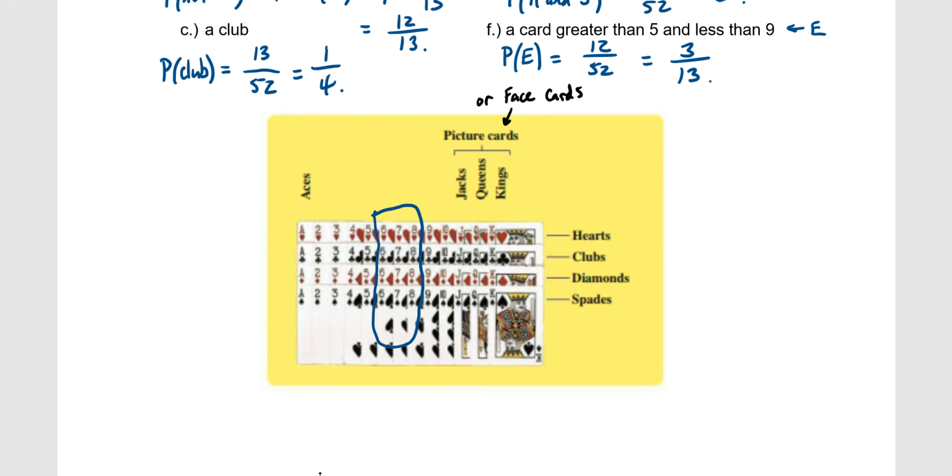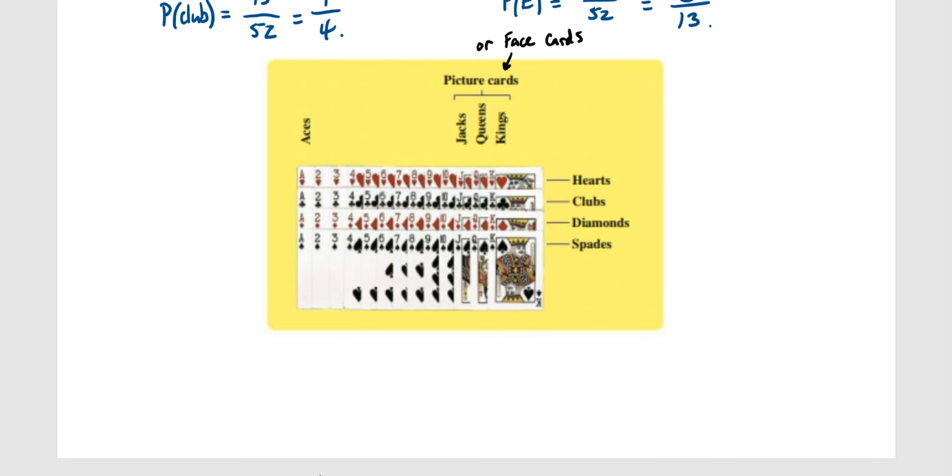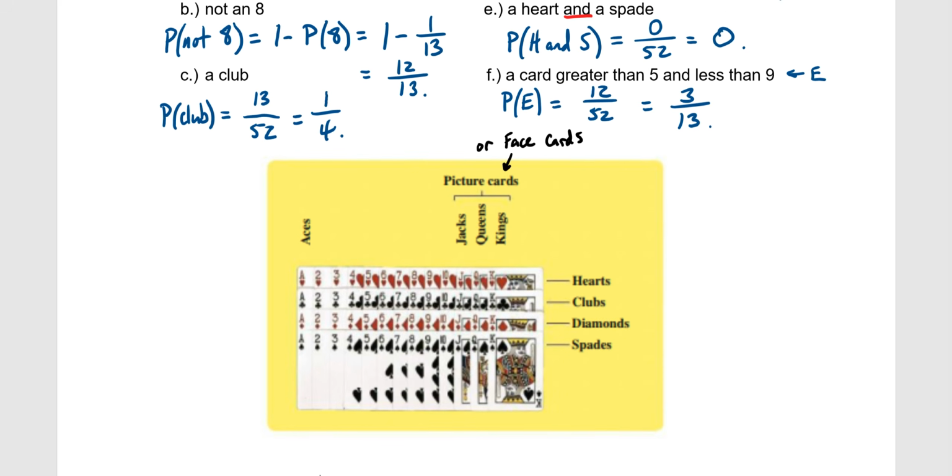So I just let this be event E, and I just labeled it as the probability of event E. Okay, so that is it for this section.